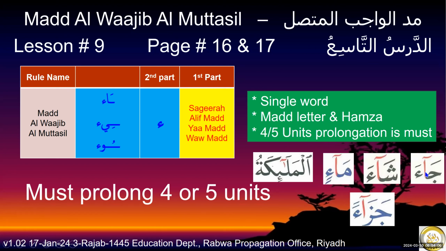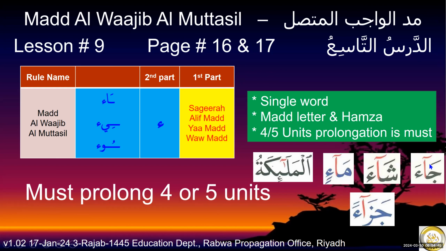So here, Jim fatha alif, this is a normal alif mad or Mad al Asli. But you find there is a mad sign and the mad letter is immediately followed by hamza. It means this is Mad al Wajib Muttasil. 4 or 5 units must be prolonged. Same thing, sheen fatha alif mad hamza. Mim fatha alif mad hamza. Here it is not only alif, ya sukoon or waw sukoon mad letters, but in case of Sageerah also, alif Sageerah, ya Sageerah, waw Sageerah, if it is followed immediately by hamza, then it must be prolonged 4 or 5 units. How to read it?